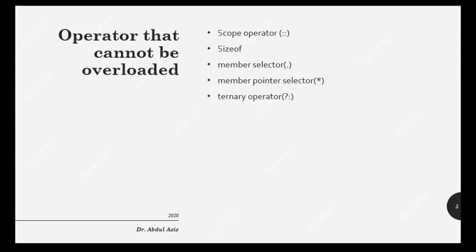Okay, the operators that we cannot overload are the scope operator, because it is reserved to reference a class. We cannot overload the sizeof operator. Similarly, we cannot overload the dot operator, that is the access operator. We cannot overload the pointer operator, and similarly we cannot overload the ternary operator, that is also known as the conditional operator. Because all of these operators have some specific functionalities, and the programmer cannot change these functionalities.